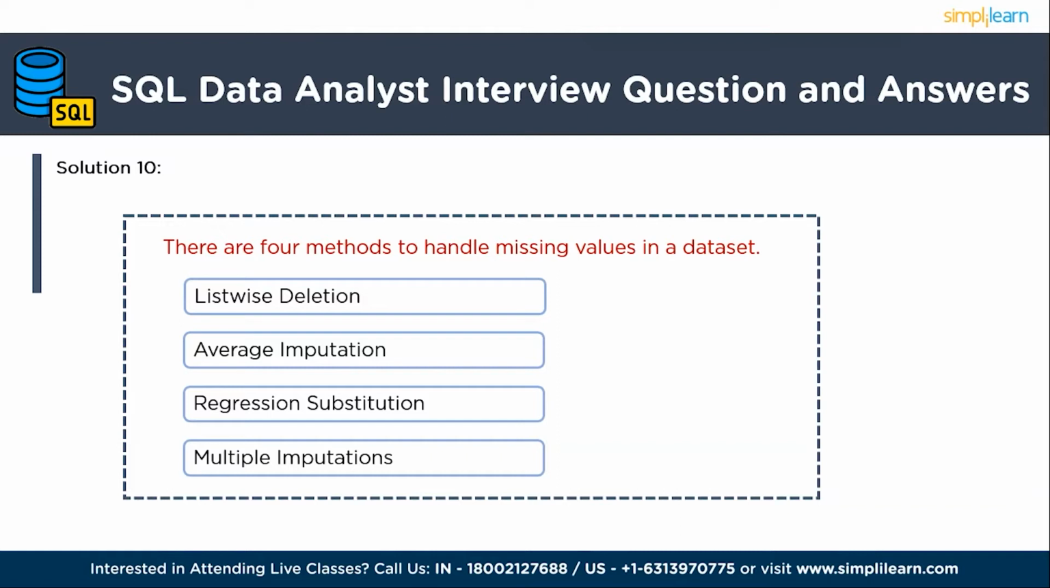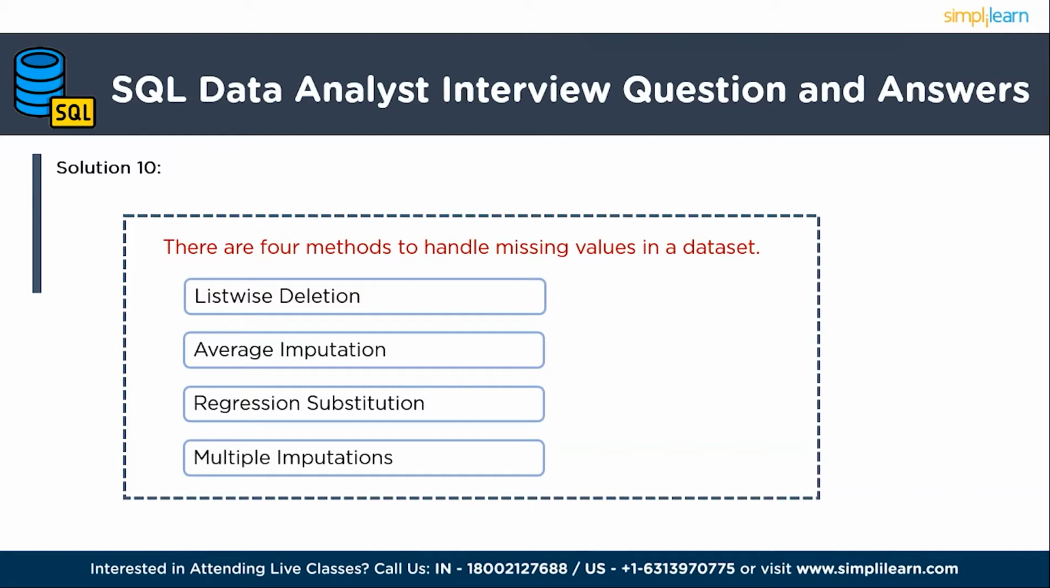The next is average imputation. Take the average value of the other participants' responses and fill in the missing value. The next is regression substitution. You can use multiple regression analysis to estimate a missing value. Number 4, multiple imputations. It creates plausible values based on the correlations for the missing data and then averages the simulated datasets by incorporating random errors in your predictions.